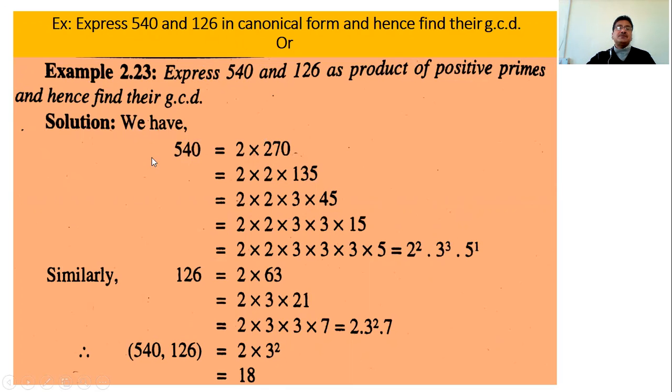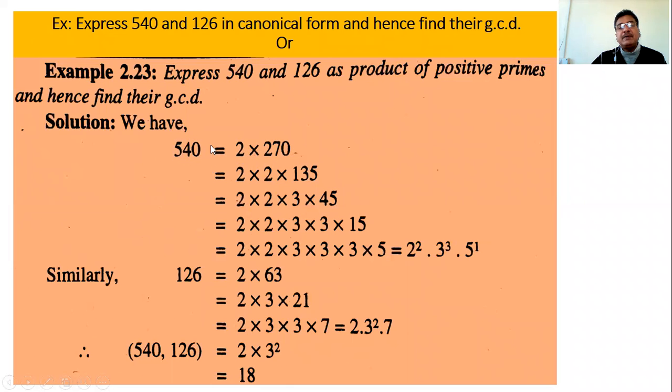Okay, so the first number is 540. First divide this number by primes. First divide by 2. If 2 is not a divisor of this, then take 3. If 3 is not a divisor of this number, then take 5. Don't take 4, because after 3, the next prime number is 5. If 5 is not a divisor, then take 7. Don't take 6. So continue this procedure. Take the smallest number first. If 2 is not a divisor, then take 3. If 3 is not a divisor, then take 5.